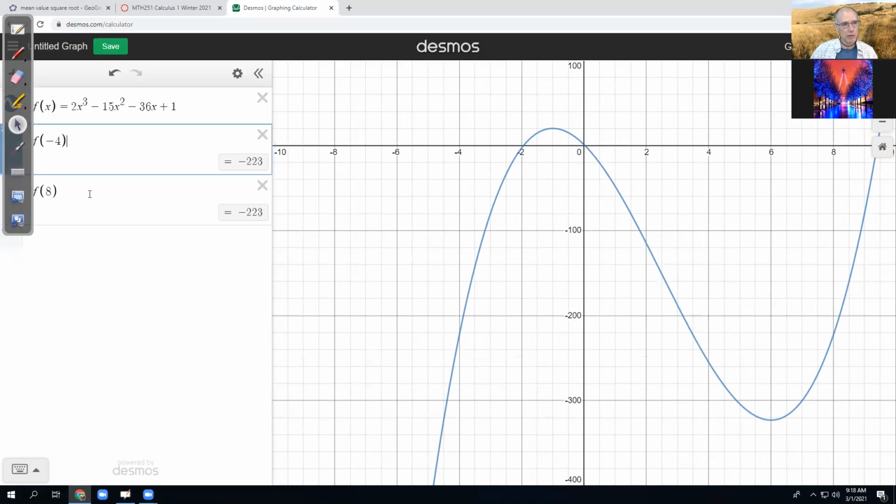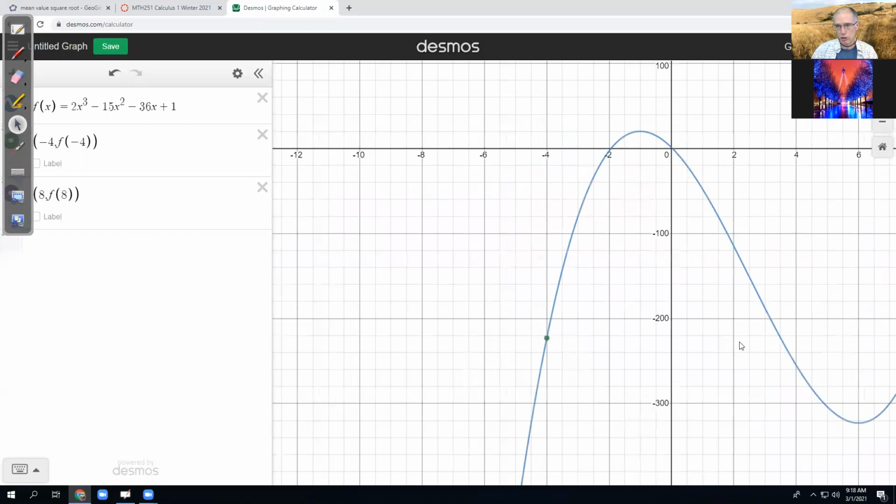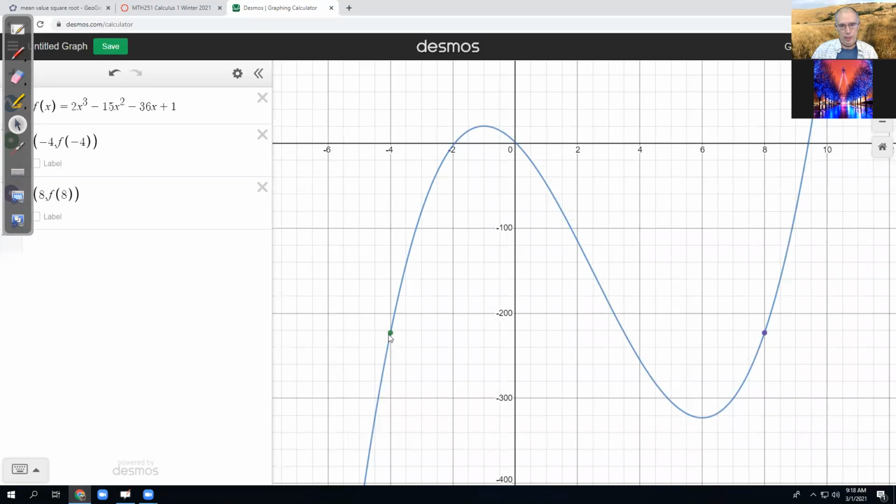And then I think I want to see these two as points just for fun. So I could just modify them: parentheses, negative 4 comma, and do the same thing for this one, parentheses 8 comma. All right, so there's those 2 points right there, and they are at the same vertical level. They both have the y value negative 223. So I have a slope of 0 through them, and I want to find the places on the curve where there's a slope of 0 also.